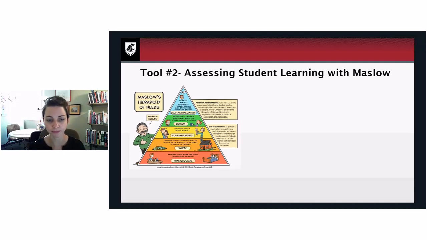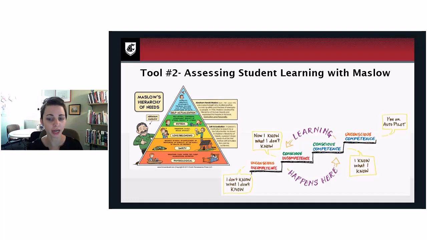Maslow also had a levels of learning theory, which is not as widely known as his hierarchy of needs. But I do want to discuss this at least briefly. So it moves from unconscious incompetence. This is where you don't know what you don't know, something that you've never heard of before and don't even know that you need to know about. Moving up to conscious incompetence, and this is usually where we are at when we step foot in a classroom for the first time. We realize we don't know anything about this topic, but we need to.